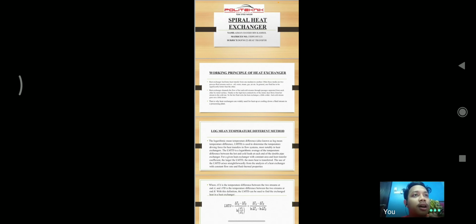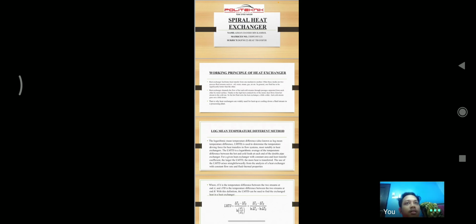Thanks to the high heat conductivity of the metal, heat flows from the hot stream to the cold one, so the hot fluid exits the heat exchanger a little colder, and the cold stream goes out a little hotter. That is why heat exchangers are widely used for heating up or cooling down a fluid stream in a processing plant.